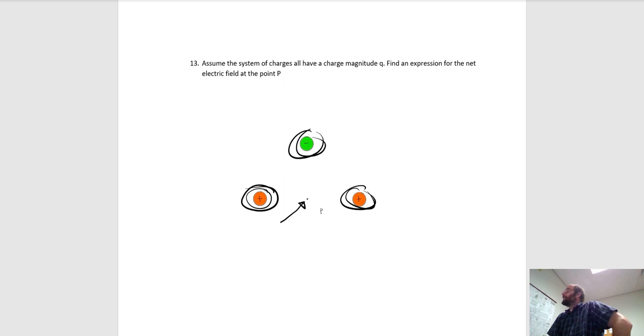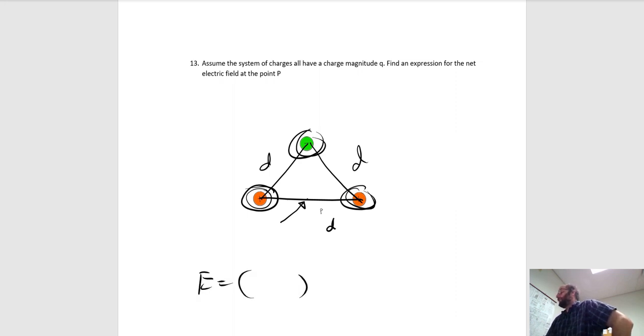And I'm trying to decide what to do about the distances because I didn't label any in the picture. But if you look at the picture, I'm pretty sure I meant this to be D, D, and D. So you should be able to get it down to the electric field equals something. I'll let you decide on a direction, and this should have only K's, Q's, and D's in it.